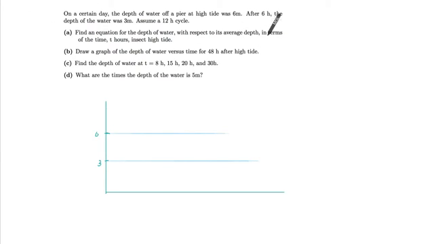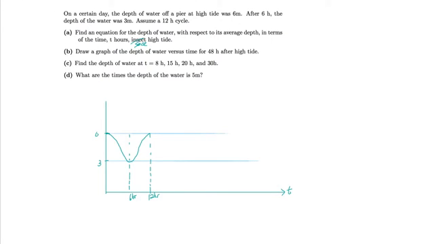In terms of time, so this is time. And that's supposed to be actually since high tide. So we're starting from high tide and then finishing. That's one cycle. And they tell us after 6 hours, the water was 3 meters. So this is 6 hours. One period is 12 hours then.